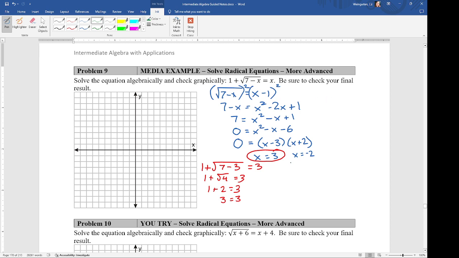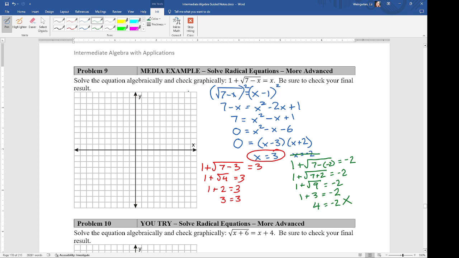So I'm plugging negative 2 into the function. And I get 1 plus the square root of 7 plus 2 equals negative 2. 1 plus the square root of 9 equals negative 2. 1 plus 3 equals negative 2. 4 equals negative 2, which is not true. So this cannot be a solution to our problem.